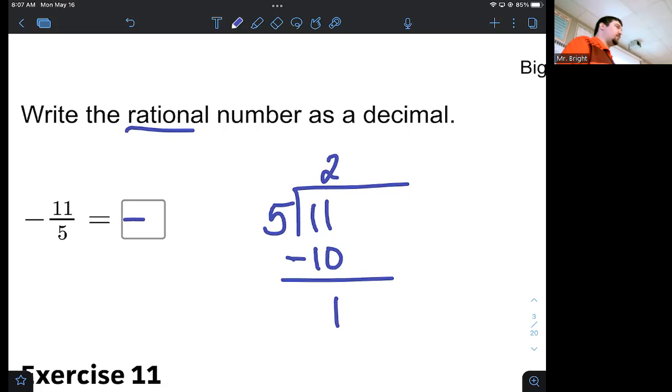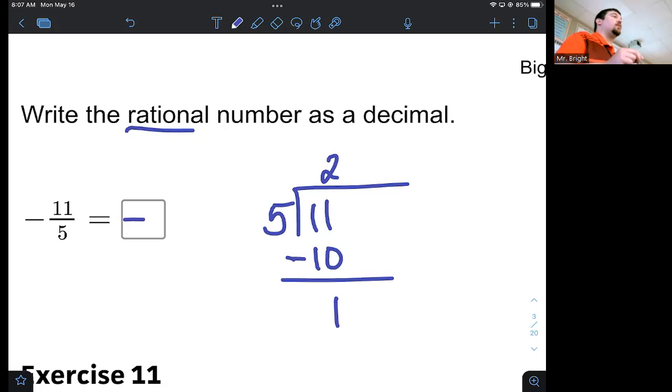but we want it as a decimal. Does anyone know what 1/5 is as a decimal? Calvin? No. What 1/5 is as a decimal? It's 0.2. So right now we could say, okay, this is just going to be 2.2 or -2.2.